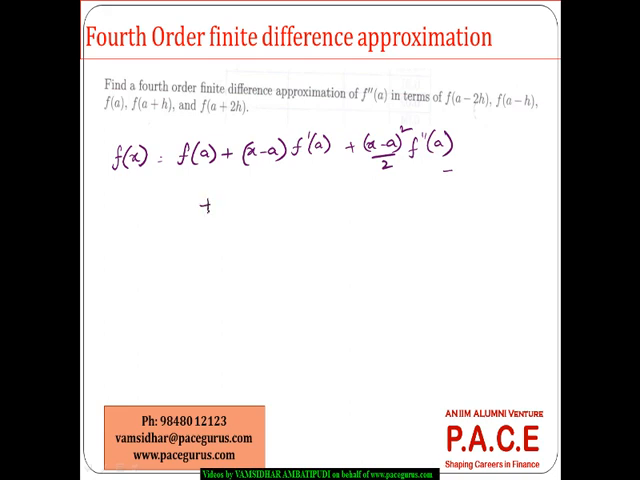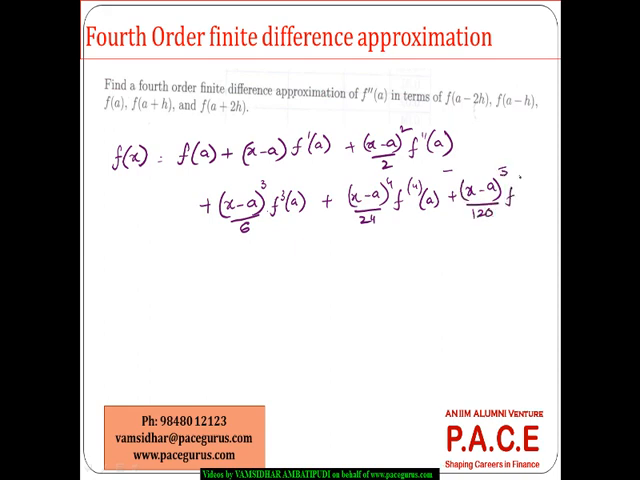plus x minus a whole cube by 6 times the third derivative of a, plus x minus a whole power 4 by 24 times the fourth derivative of a, plus x minus a to the power 5 divided by 120 times the fifth derivative of a.